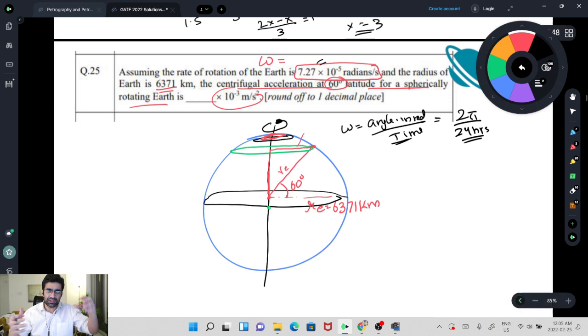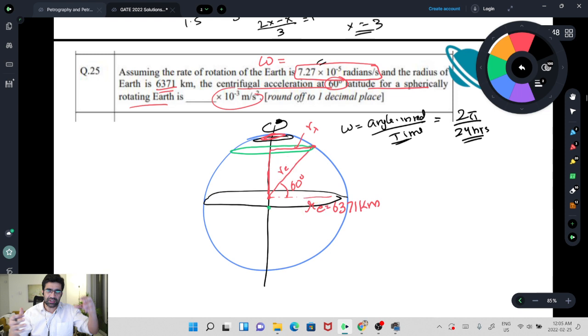Now this is, let's say, R at 60-degree, we can call it R lambda, the radius parallel to the equator, but at 60-degree. Last year a question came where they did not ask this R lambda, they asked this R only.